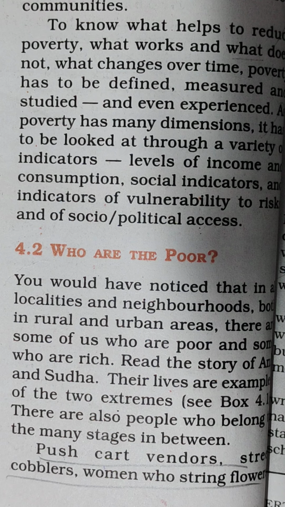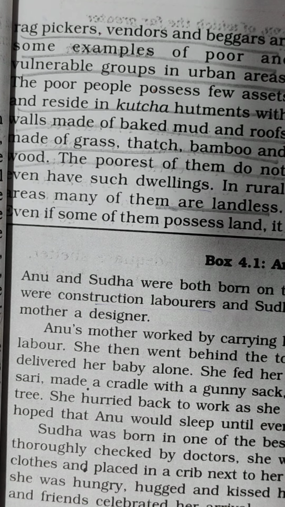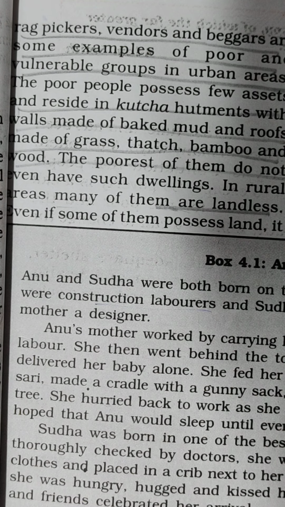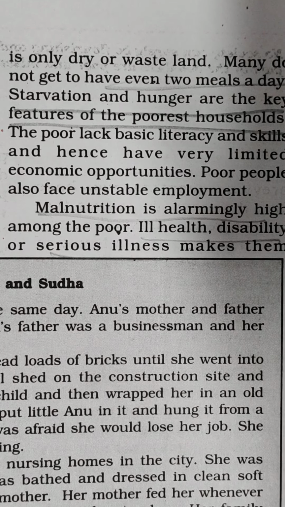Pushcart vendors, street cobblers, women who string flowers, rag pickers, vendors, and beggars are some examples of poor and vulnerable groups in urban areas. The poor people possess few assets and reside in kacha hutments with walls made of baked mud and roofs made of grass, thatch, bamboo, and wood. The poorest of them do not even have such dwellings. In rural areas, many of them are landless. Even if some of them possess land, it is only dry or wasteland. Many do not get to have even 2 meals a day. Starvation and hunger are the key features of the poorest households.